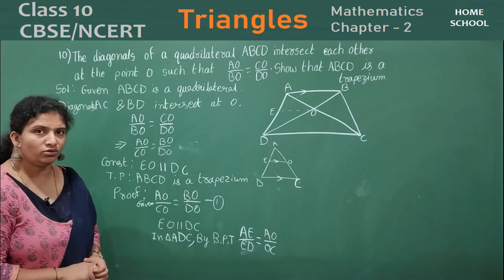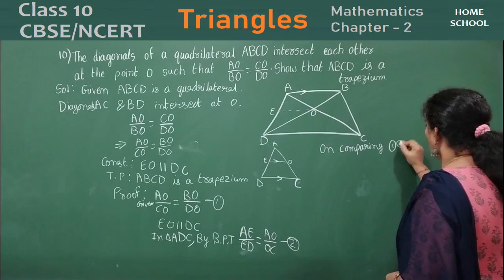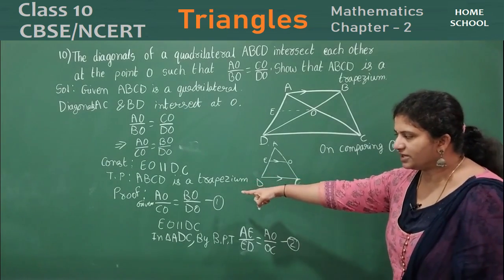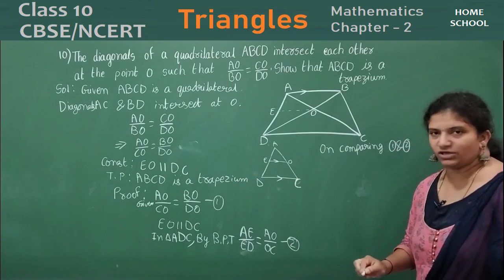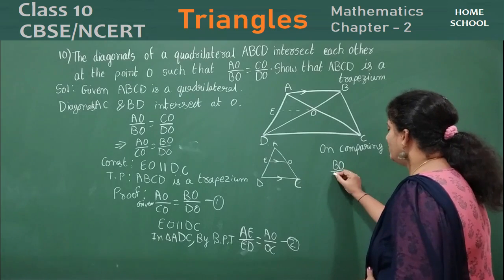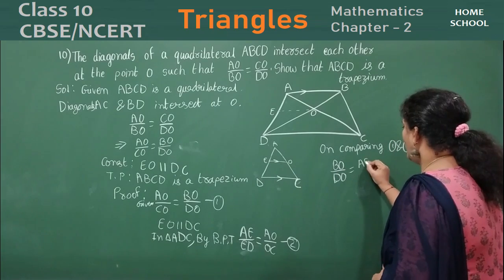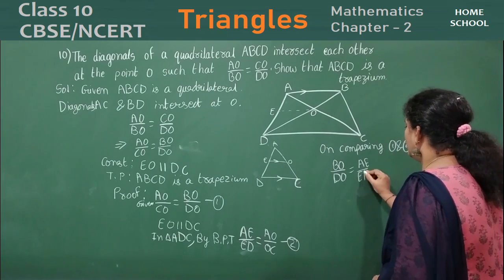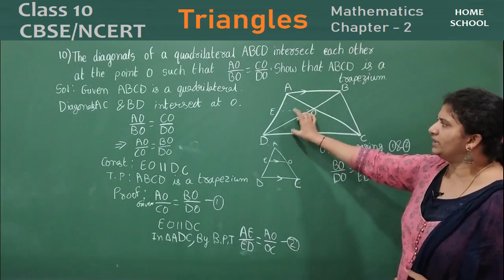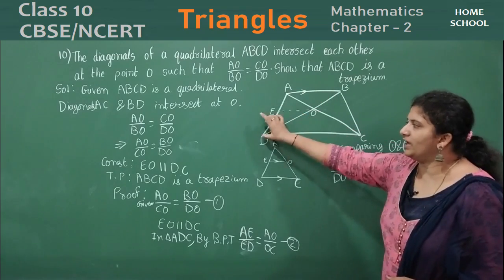So what you need to do? Let's compare these two. On comparing equations 1 and 2, what can you write here, children? AO by CO is common. So directly I will write it as BO by DO is equal to AE by ED. So observe here, where is this ratio? BO by DO is equal to AE by ED.